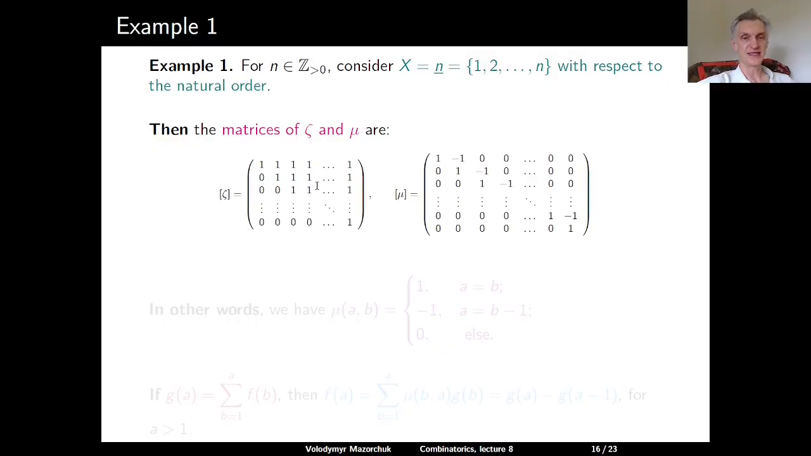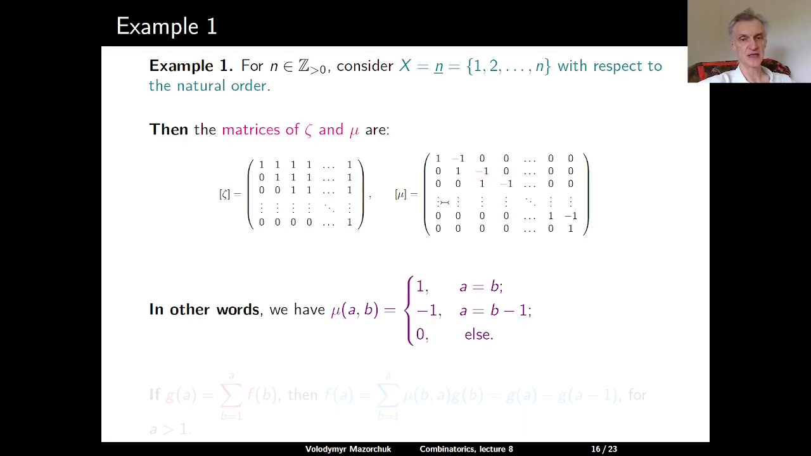Then the matrices of zeta and mu here are as follows. The matrix of zeta is the upper triangular matrix of size n times n, where above the diagonal everything is equal to 1, because any pair of elements is comparable. And then the matrix of mu is a matrix where the main diagonal consists of 1s, the diagonal just above it consists of minus 1s, and the rest is 0. So one can easily check that the product of these two matrices is the identity matrix.